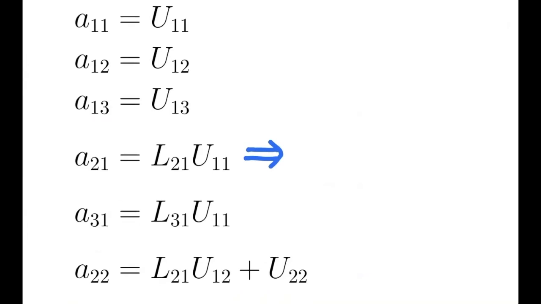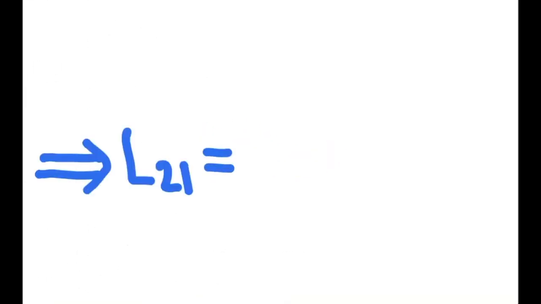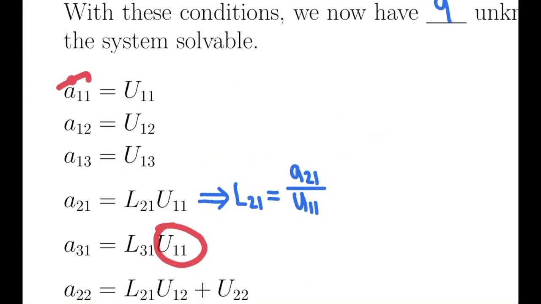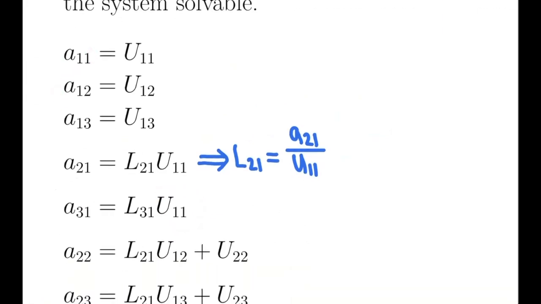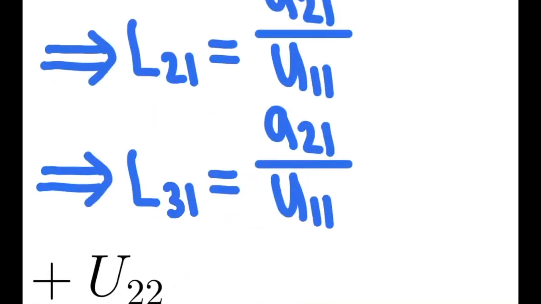So I'm going to divide by U11. So I get L21 equals A21 over U11. So again, we know U11. We know that's just equal to A11. But we don't know L31. So we're just going to divide by U11 again. So you just get L31.